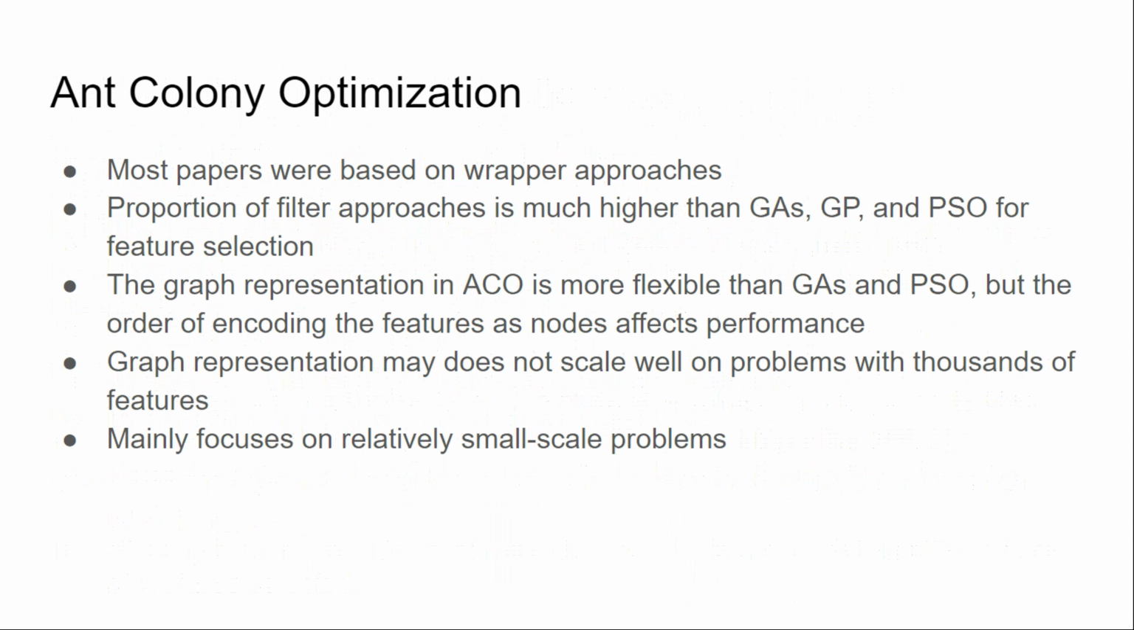Ant colony optimization is a method that uses probabilities to find good paths through a graph, much like ants on a path. And most of the research papers for ACOs are based off wrapper approaches. However, the proportion of papers based on filter approaches is much higher than GAs, GPs, and PSOs. The graph representation is more flexible than other techniques, but encoding features as nodes comes at a computational cost. So ACOs do not scale well and are relatively focused on small scale problems.